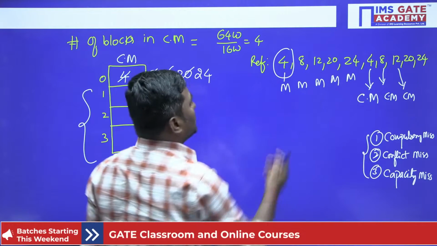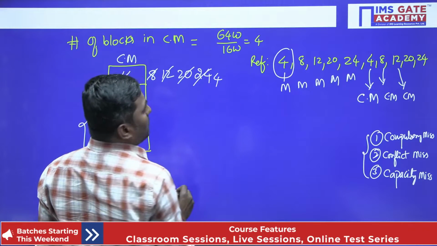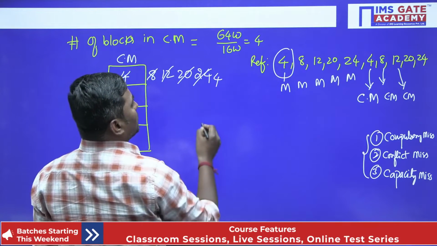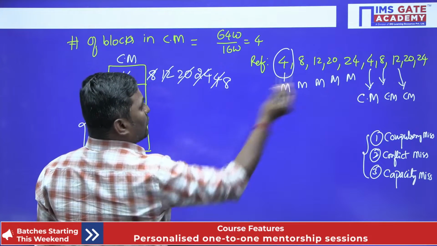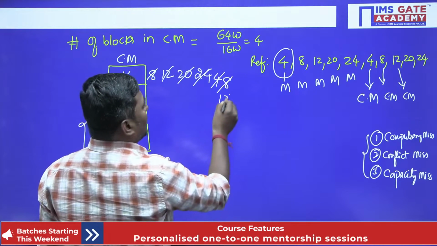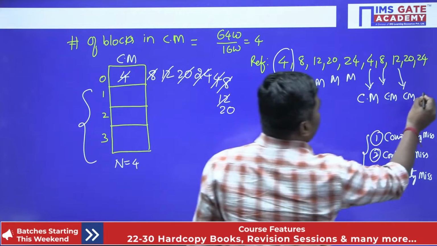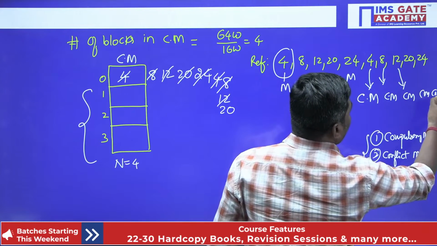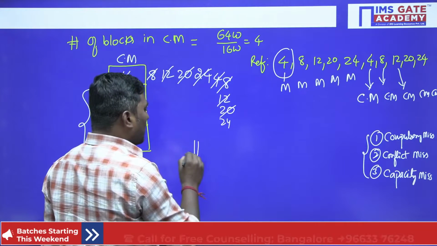So now when 4 misses, 4 modulo 4 is 0, remove 24, place 4. Now referring to 8, 8 is not there, remove 4, place 8. Then when you are referring to 12, remove 8 and place 12. Then next will be 20, 20 is also not there, remove 12, place 20. So this is also a miss, this also a miss. Then remove 20, place 24. So what I am saying, how many misses happen? How many?